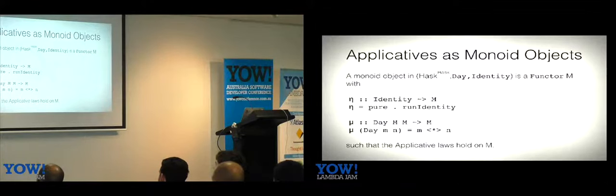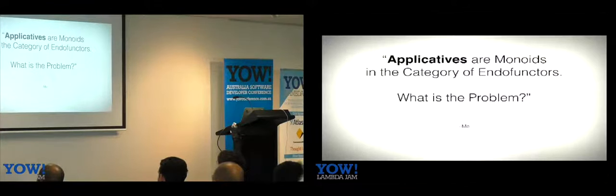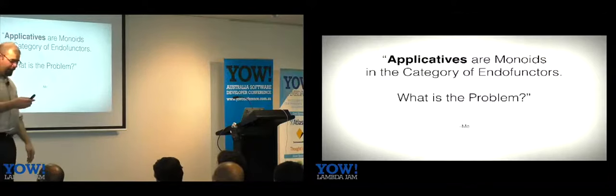So applicatives are monoid objects, and we have our eta and our mu, where we just peel this out and app. Okay. And we just expect the applicative laws in there. Precisely the right laws for this to be a monoid of day convolution. So applicatives are monoids in the category of endofunctors. What's the problem?